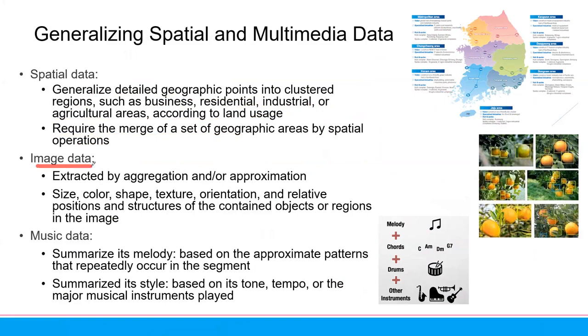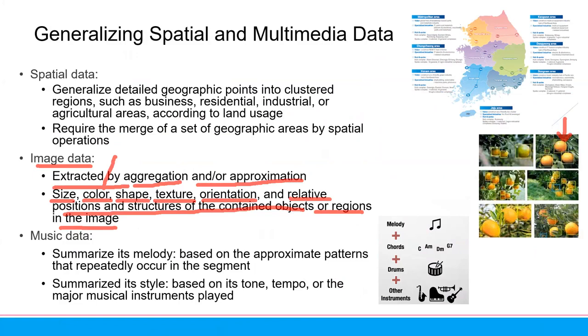We can also deal with image data. It means we want to extract by aggregation and/or approximation. For example, I can see the size, the color, the shape, texture, orientation, and the relative position and structures of the content objects or regions in the image. So for example, if I want to know the size of this orange, the size is good enough, so maybe this orange is already ripe and I can pick it. Because the size is okay, the color is yellow, the shape is already a circle, and the texture of this orange is good, so I can pick it. That's why there is a kind of robot.